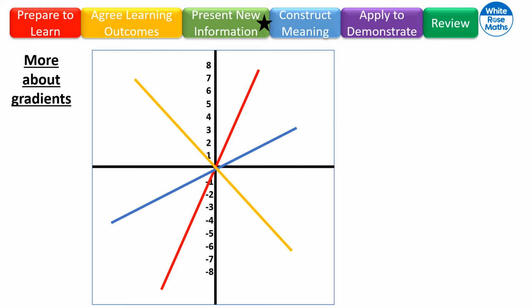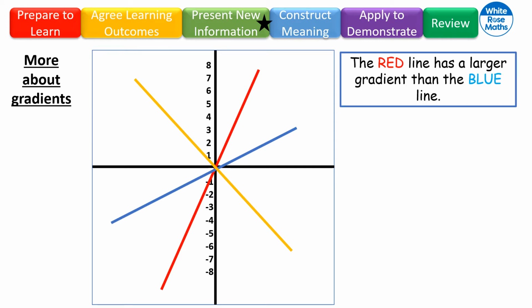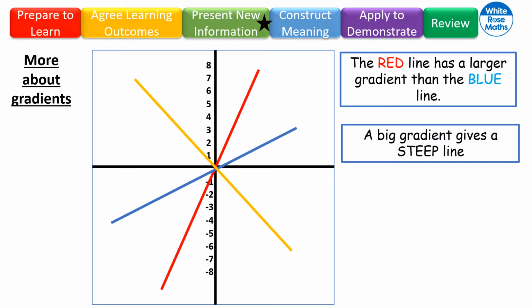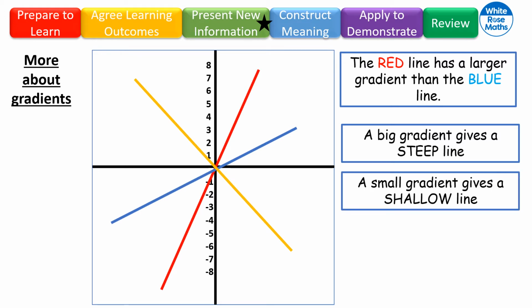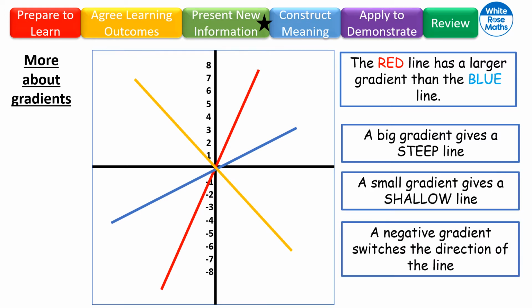I've got three lines on here. Let's look more at how gradients work, and it would be a good idea to copy this down into your book. The red line has a bigger gradient than the blue line. A bigger gradient means it's a steeper line. And a negative gradient actually switches the direction of the line. So the yellow line has a negative gradient because the direction is switched over.